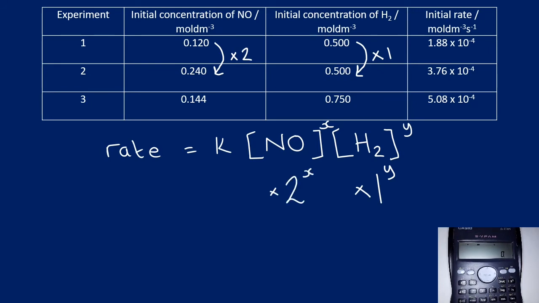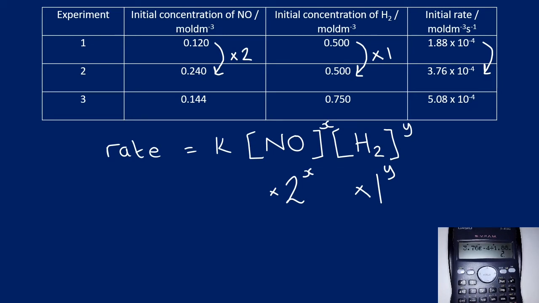And the rate is also doubling. Remember, if you're unsure and you're not so comfortable with numbers, we can use a calculator to show this. 3.76, so that's where I'm going to, divided by where I came from, 1.88 times 10 to the minus 4. You will see on my calculator that it's doubled.